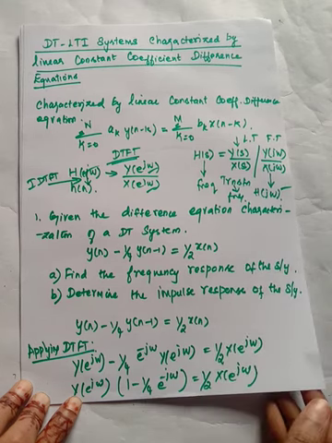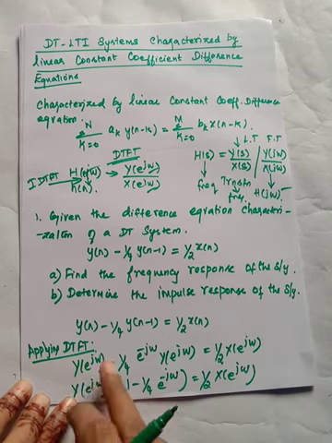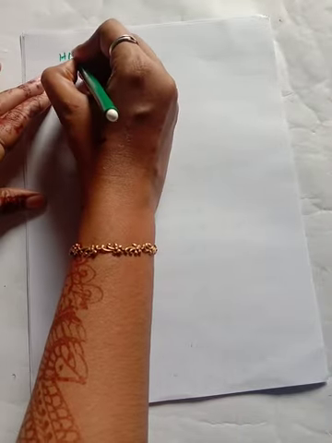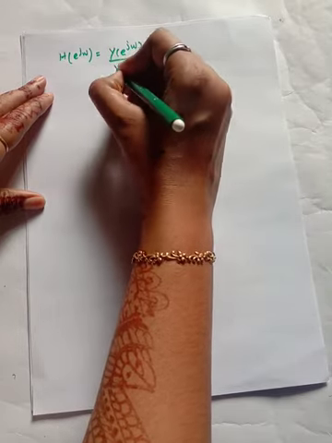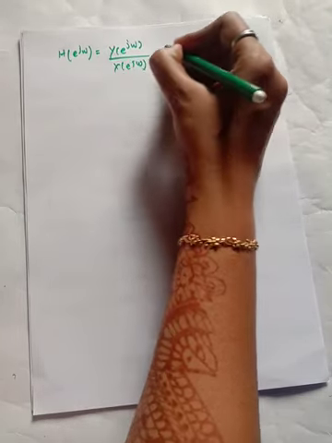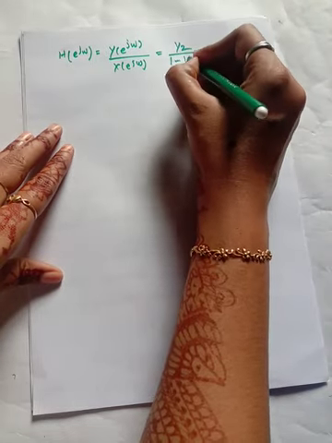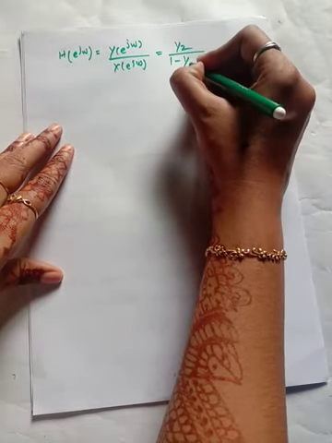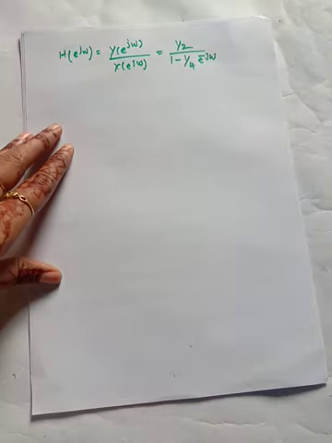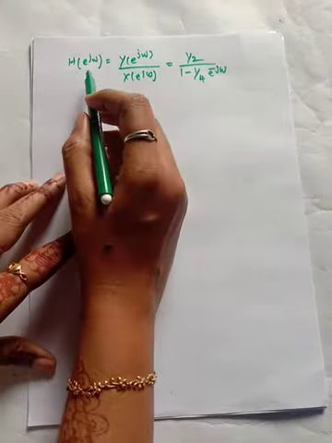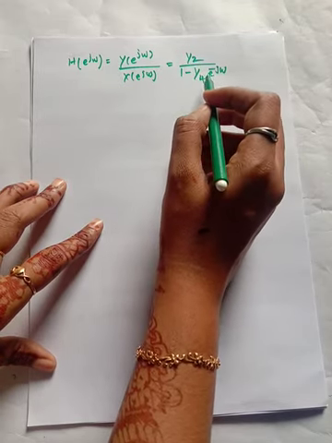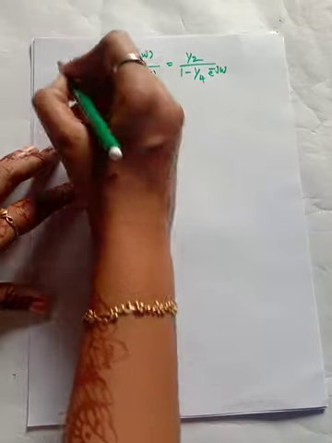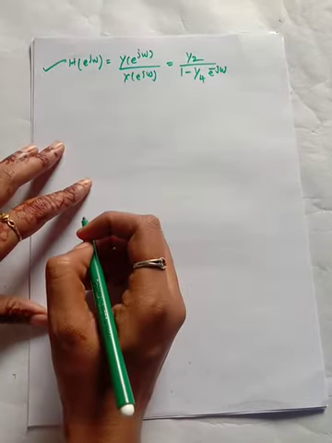Okay, now writing this in terms of the frequency response, what we will get is h of e power j omega equal to y of e power j omega divided by x of e power j omega, which is 1 by 2 divided by 1 minus 1 by 4 e power minus j omega. So h of e power j omega is 1 by 2 times 1 by (1 minus 1 by 4 e power minus j omega). So now we have obtained the frequency response of the system.